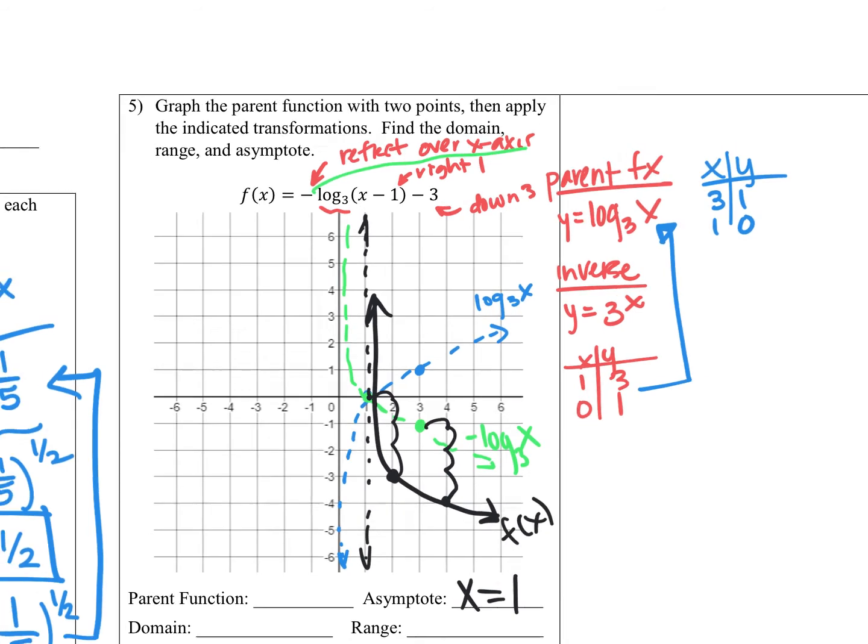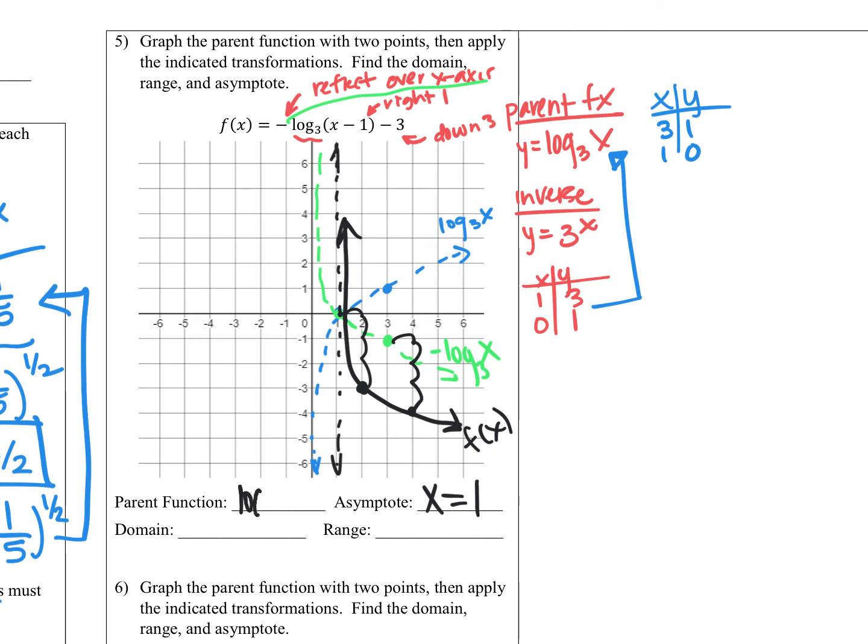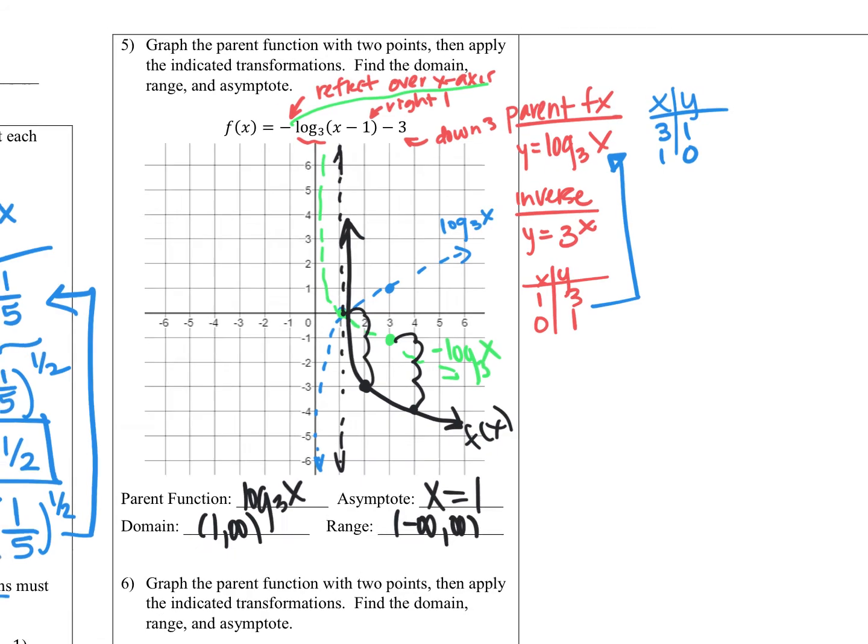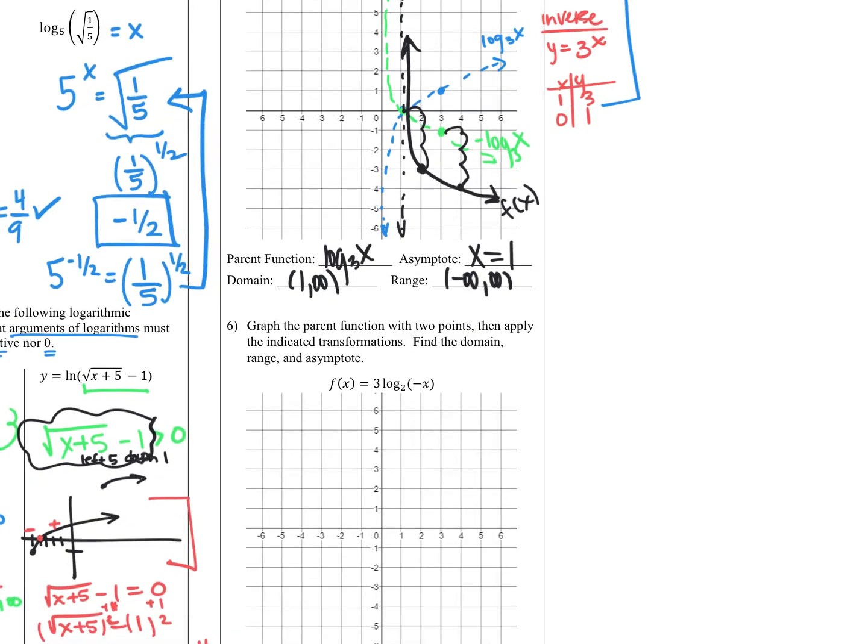So our parent function, we already put that, was log base 3 of x. The domain is not negative infinity to infinity anymore. It stops with that vertical asymptote, so it'll be 1 to infinity. And the range, though, is negative infinity to infinity. So these are all kind of the opposites of our exponential function.